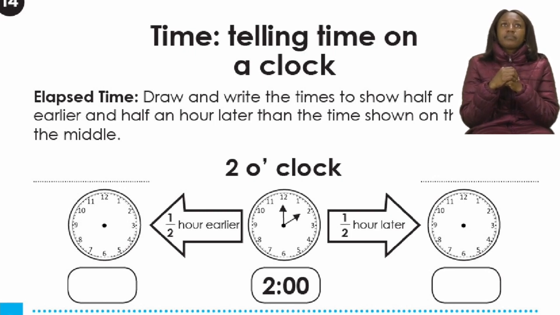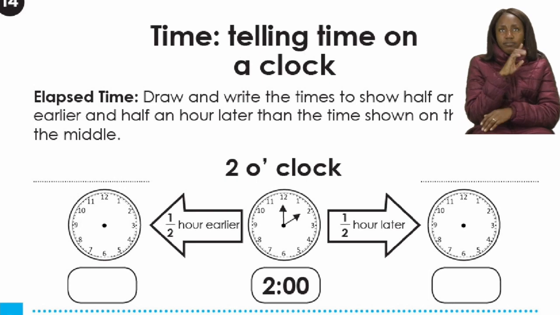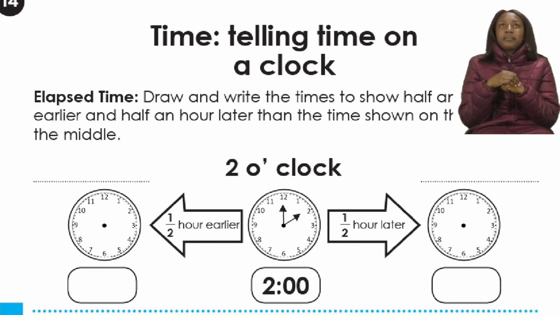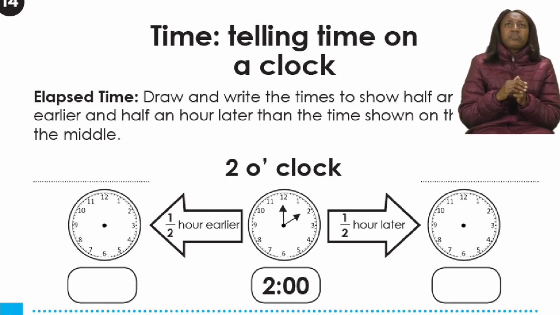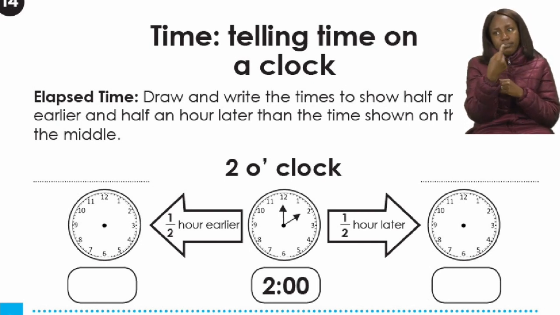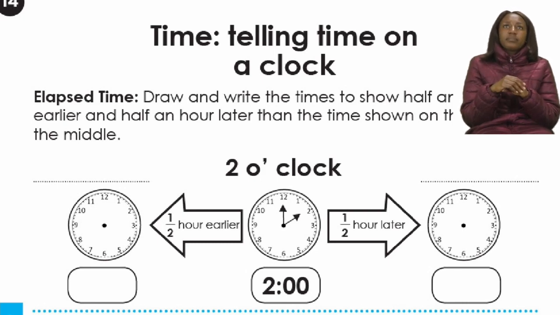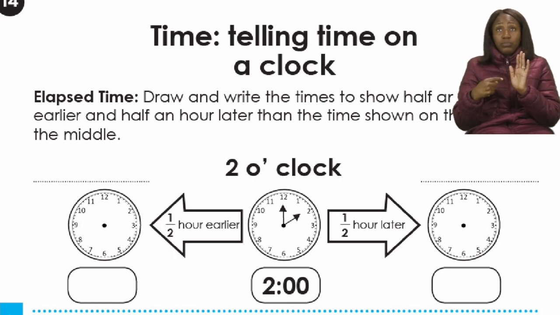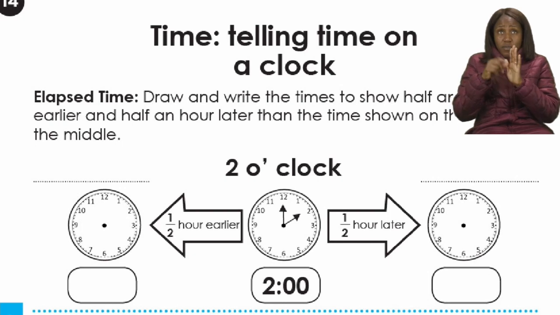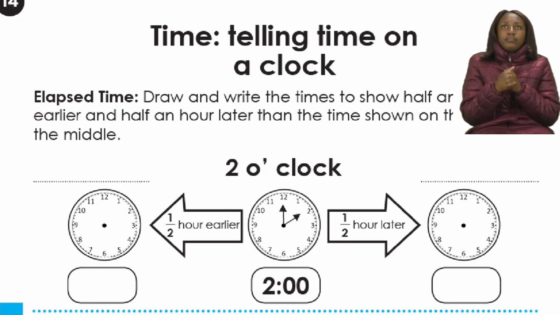Now on page 14 we are going to talk about time. Okay, now grade 3s, by now we already have some idea how to tell time. Okay, and now we are just going to practice a little more. I am going to go through the first one with you again, and then you have to finish the rest. But before we get there, let's first see what we have to do. It says, draw and write the times to show half an hour earlier and half an hour later. Then the time shown on the clock in the middle.